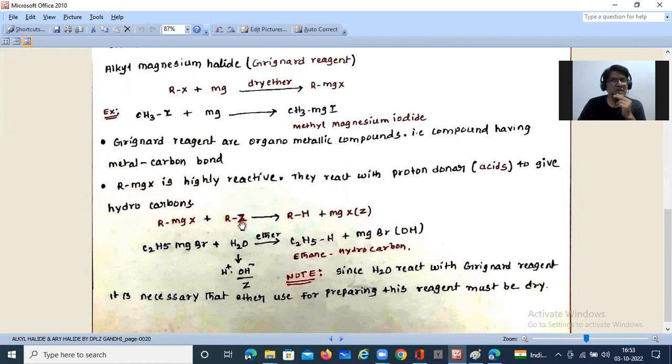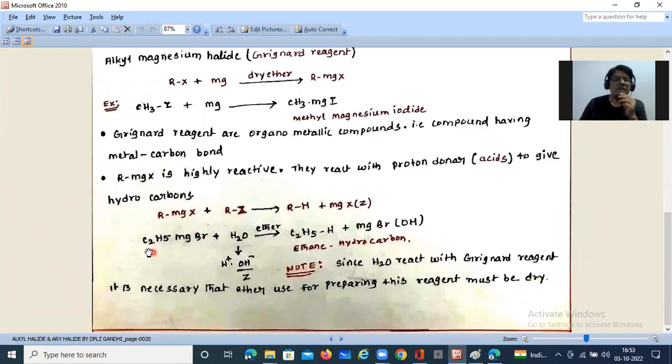Here, let us suppose that Z is nothing but a nucleophile, like a proton donor. Then it gives RH, meaning one proton is donated, and MgXZ. So this R and this H are combined. Otherwise, if any alkyl group is not there, just a hydrogen atom can be attached to the alkyl group. One live example: instead of the alkyl group, I have taken C2H5MgBr.